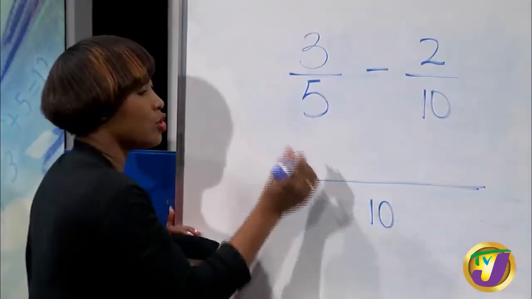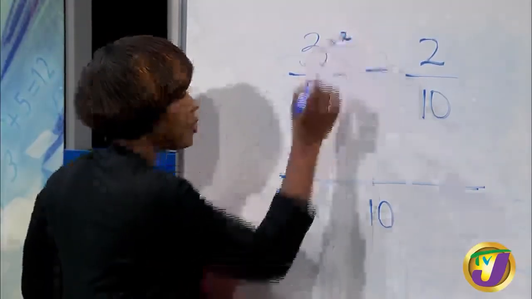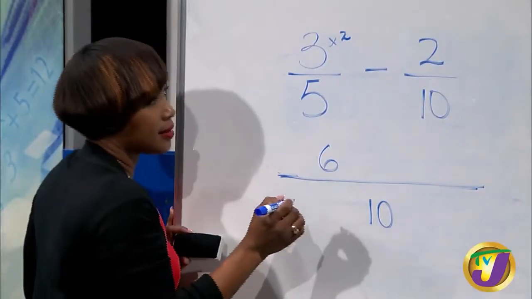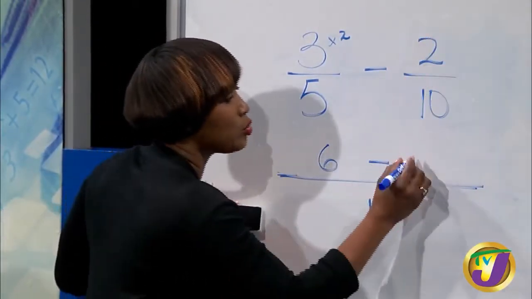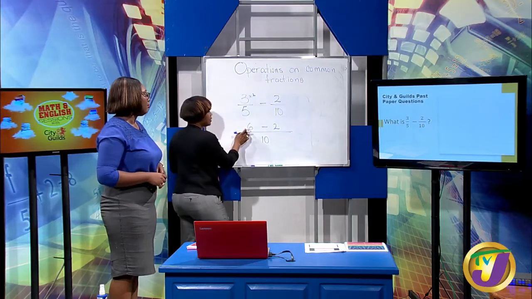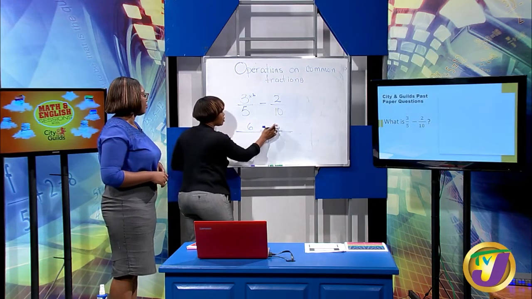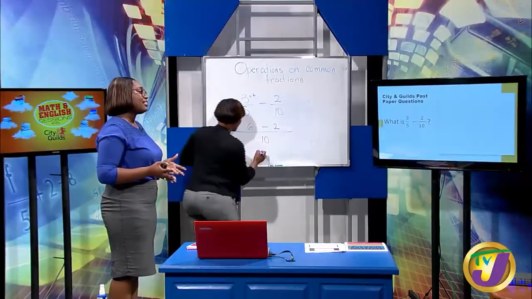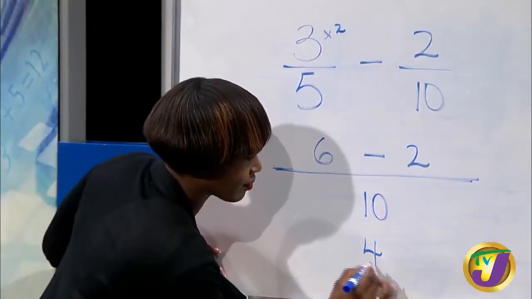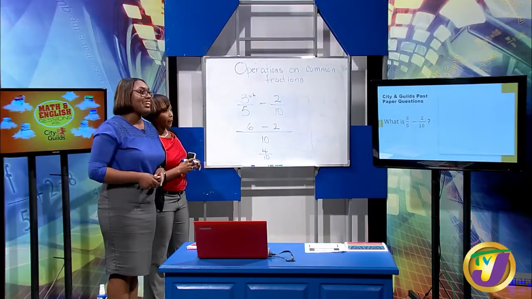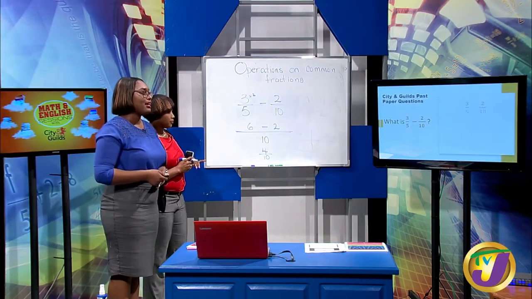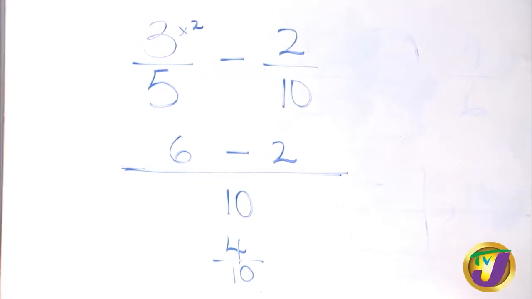3, so 3 times 2 is 6. I'm going to put it here for those who need to see it. 6. And this is already in tenths, so it's 2 tenths that we are subtracting. 6 tenths subtract 2 tenths gives us 4 tenths. So in this case, we would have 4 tenths remaining. Let's check the screen. Oh, there you go. Correct.